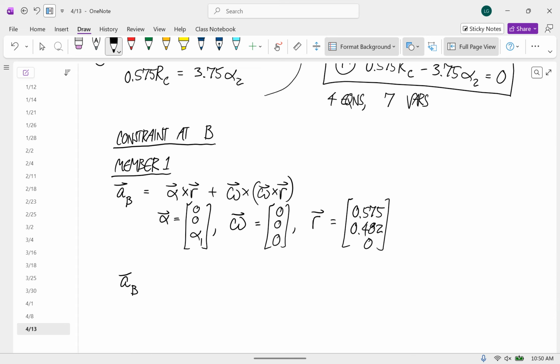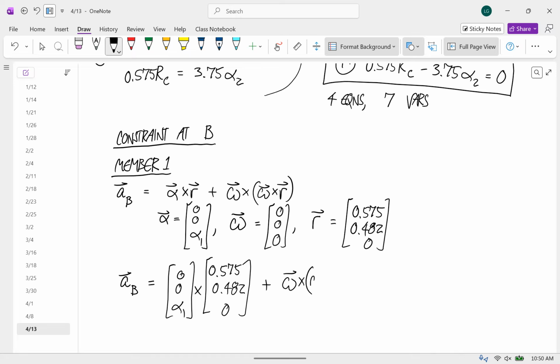And so the acceleration of B is equal to 0, 0, alpha 1 crossed with 0.575, 0.482, 0, plus this thing that's 0. And you get negative 0.482 alpha 1, positive 0.575 alpha 1, and 0. Any questions about that?